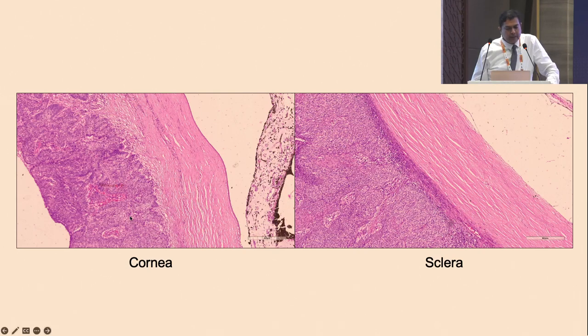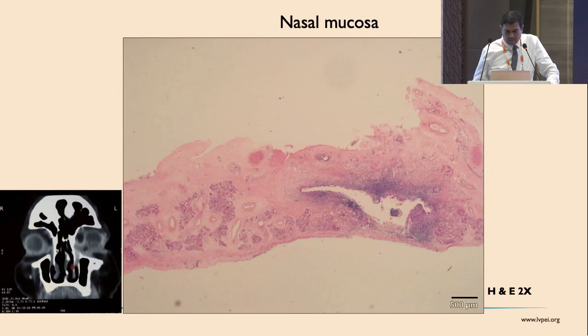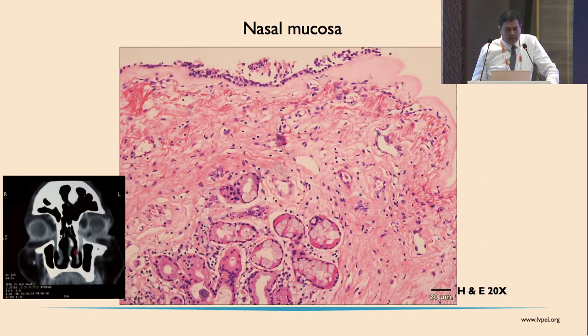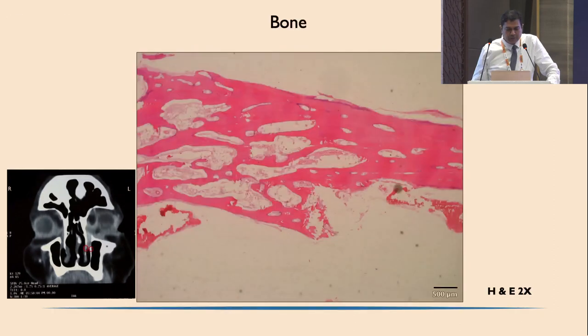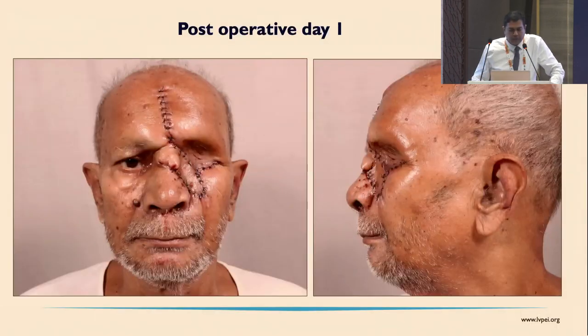This picture shows the cornea and the sclera, both of them have a partial thickness infiltration. This is the nasolacrimal duct at the transection, which was free. So that was a sigh of relief. The nasal mucosa was fortunately free of tumor. These are high magnification pictures of the nasal mucosa. The bone was also free of any tumor infiltration. And the optic nerve, this was not where we had seen the tumor on the scans, was free, and that was to be expected.